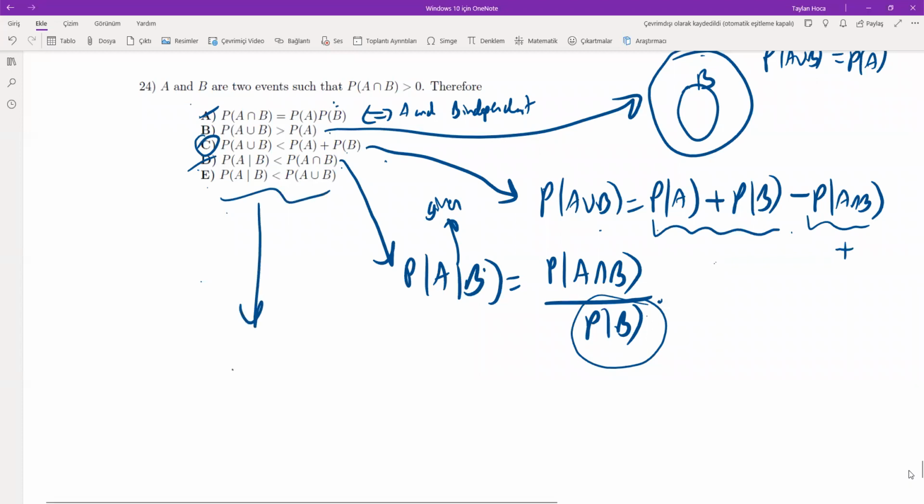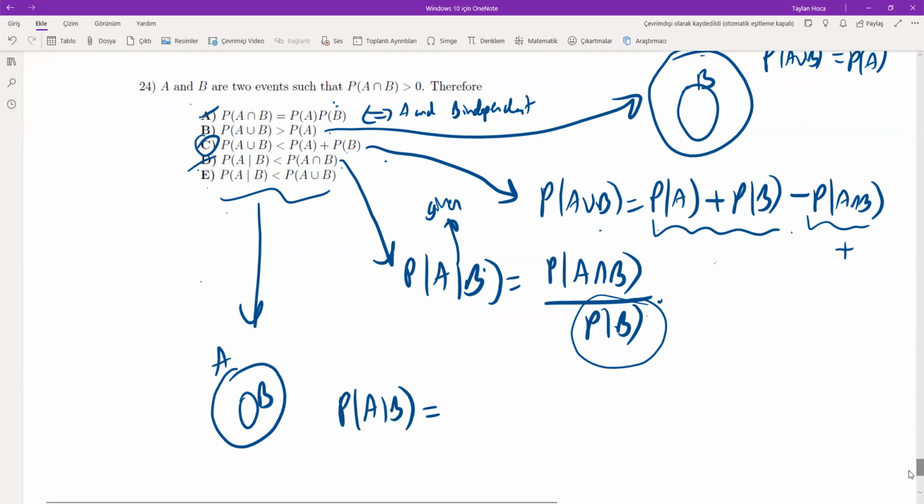Because suppose that A contains B, for example. I tell you the extreme case. If B is given, I know that B happened. I also know that A happened because A contains B. Hence, P of A given B is 1, for example. I cannot say it is smaller than P of A union B. Okay, D and E can be a bit difficult, but you can catch C very quickly because you must know this formula.